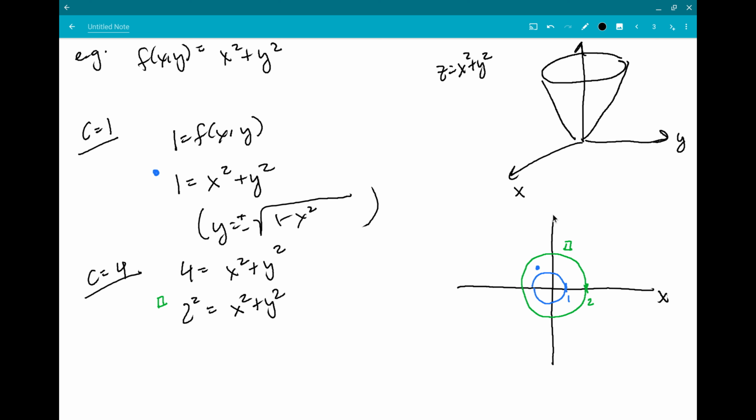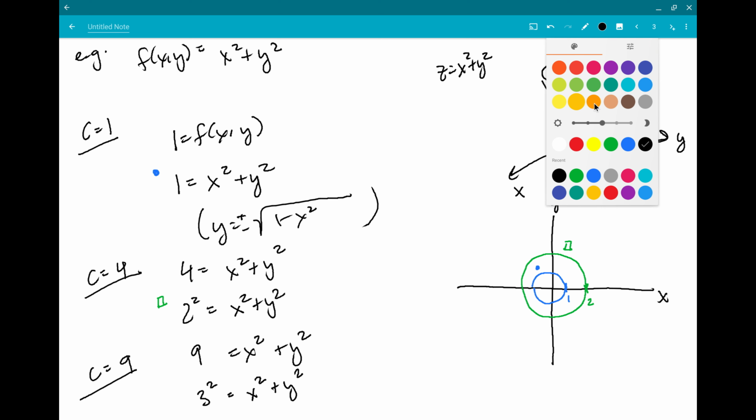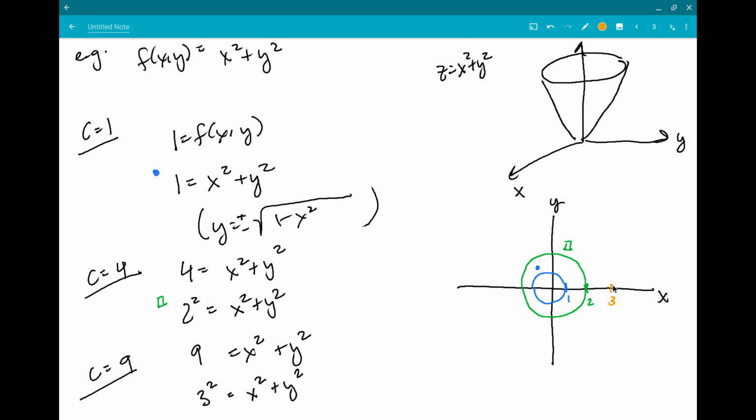And we'll do one more. c equals 9. 9 is equal to x squared plus y squared. So 3 squared is equal to x squared plus y squared. And so here's my radius 3 circle. Wow, that's super laggy. I'm going to blame that for why this circle is worse than all the rest. Okay. I'll mark it with a little star for anyone who can't see that different color.